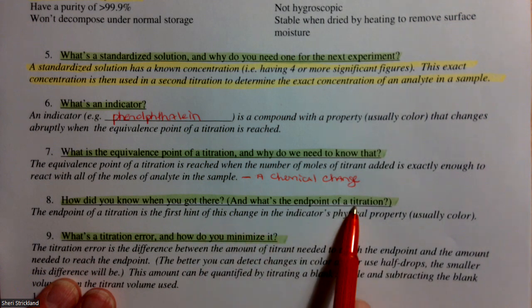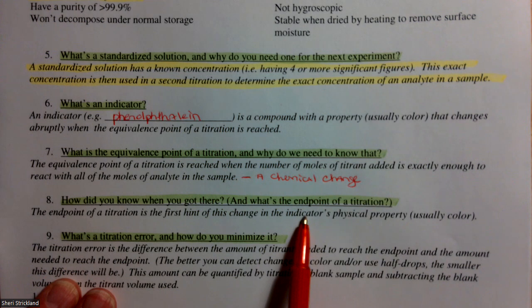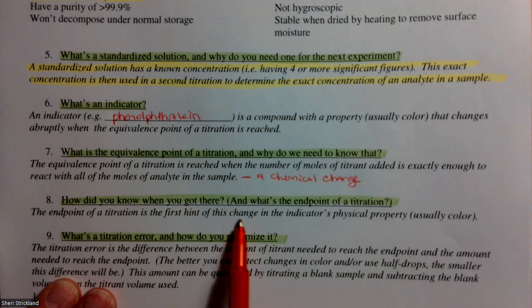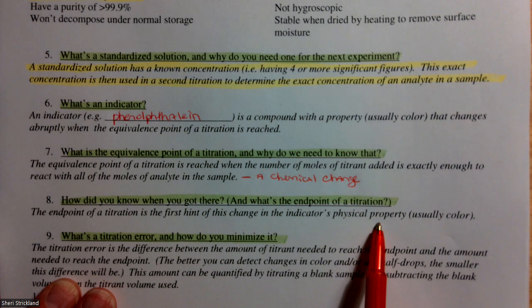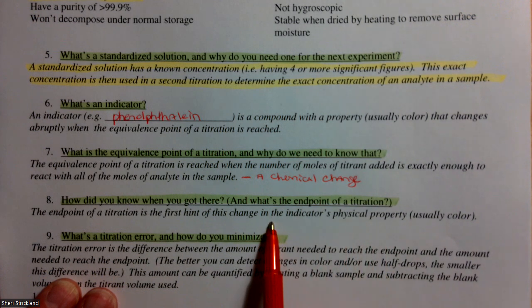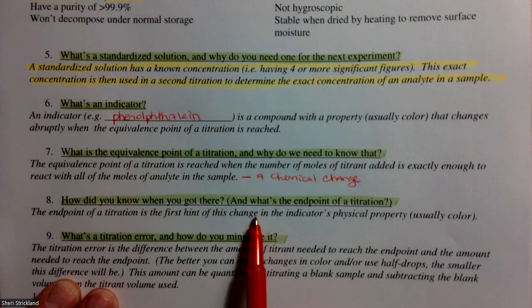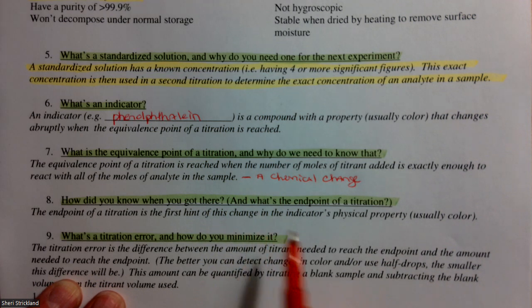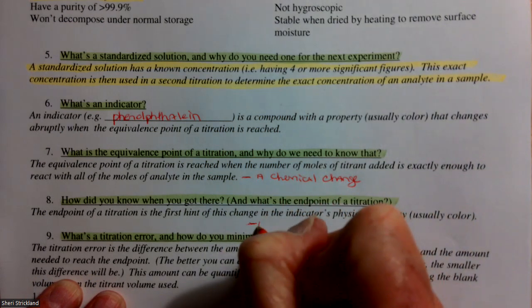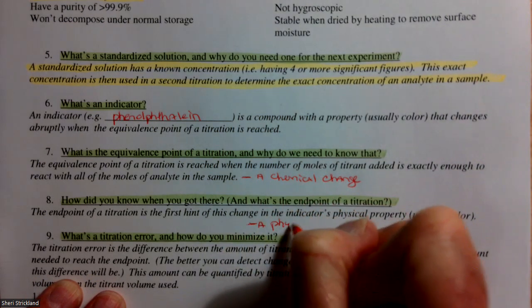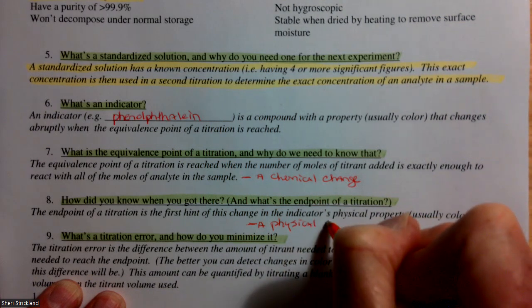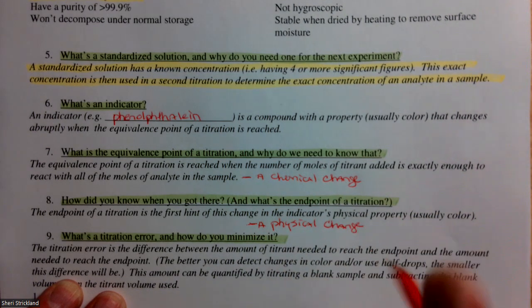So the end point of a titration has to do with your indicator. The end point of a titration is the first hint of this change in the indicator's physical property. So with phenolphthalein, you start out with something acidic and you add base to it. You're watching this colorless solution and you want to know when it just faintly turns pink, the very half drop that changes it from colorless to pink. So this is a physical change. And these two processes are going on simultaneously. And we'll talk more about that down the road.